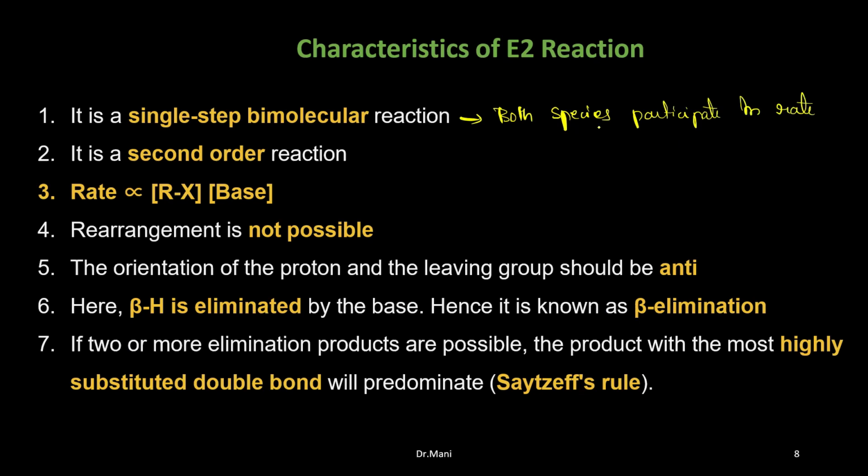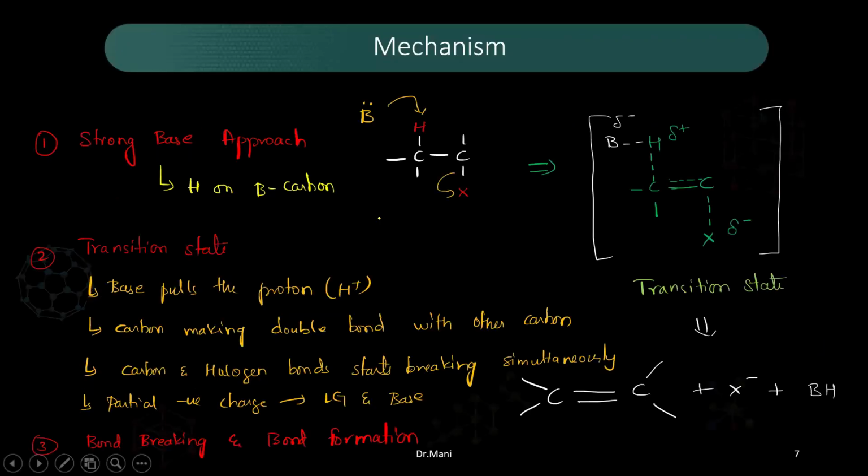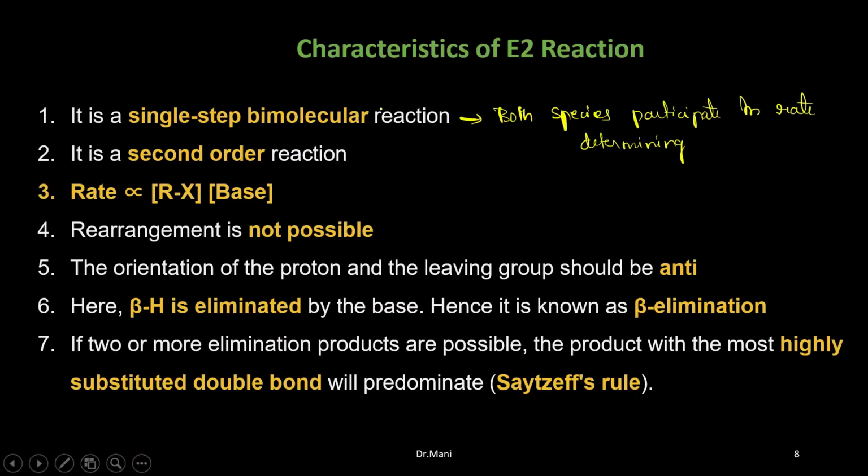If only one species participates, then we call it a unimolecular reaction. As both species participate in the rate determining step, we call it a bimolecular reaction. So what are the two species here? One is the alkyl halide, whatever you are taking, and the other is whatever base you are taking. Those are the two species here.